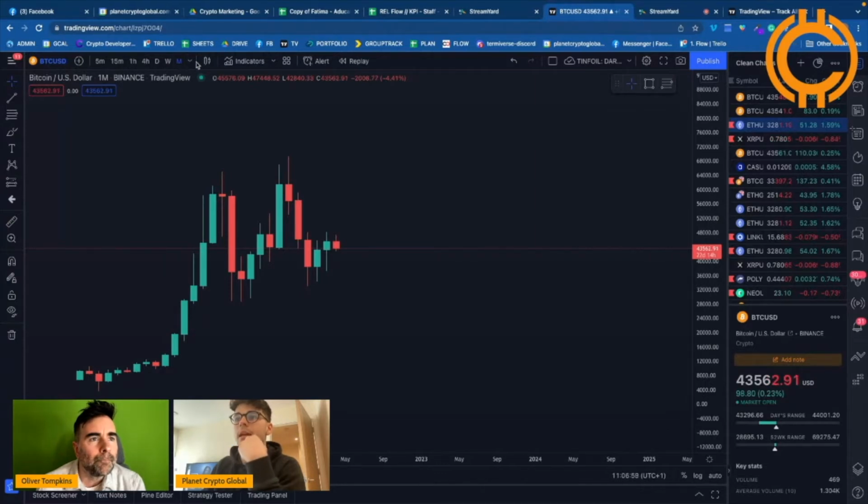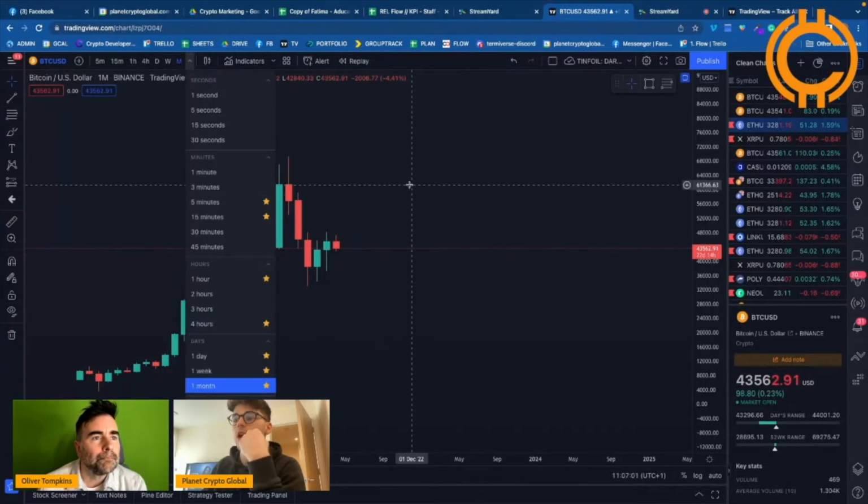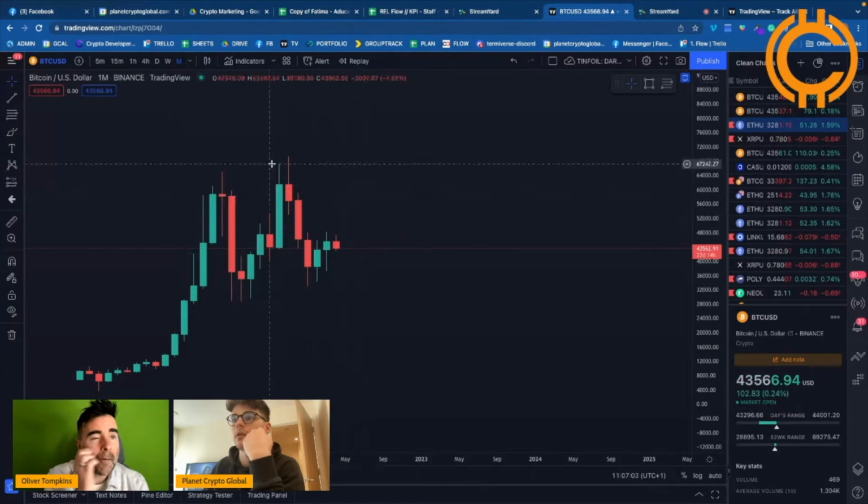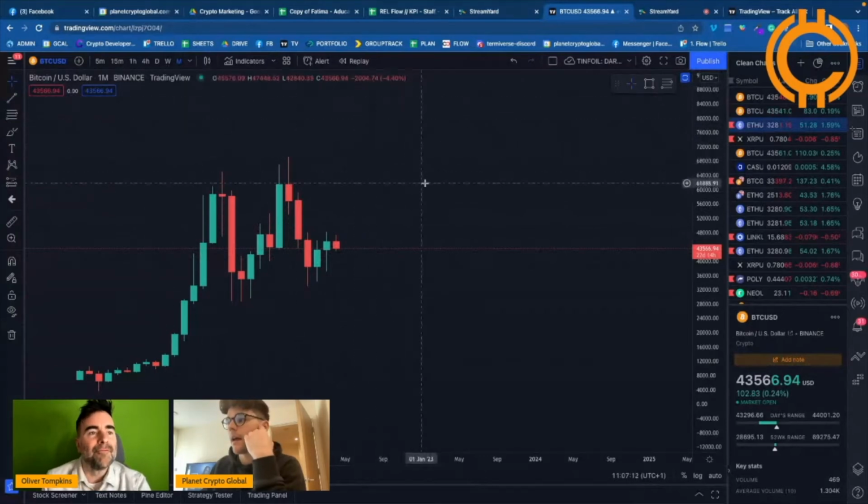So this M here, you've got different ways in which we can view this chart, right? You see I've also favorited them. This M means that every single one of these represents a month worth of trading data. Okay. M for month. That makes sense. Yeah, exactly that.